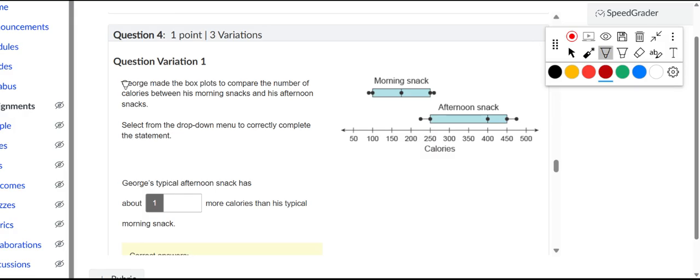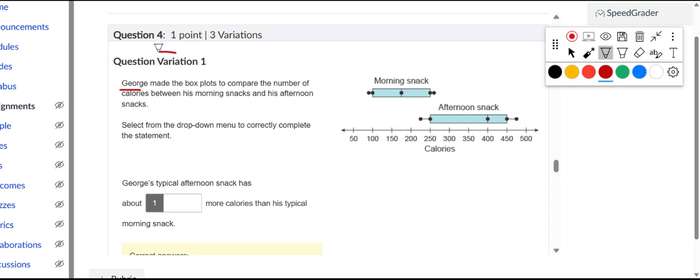Number 4 is talking about calories in snacks for someone named George. There is a box plot for morning snack calories. So George was tracking the calories for his morning snack over some days, and then tracking the calories for his afternoon snack over some days.